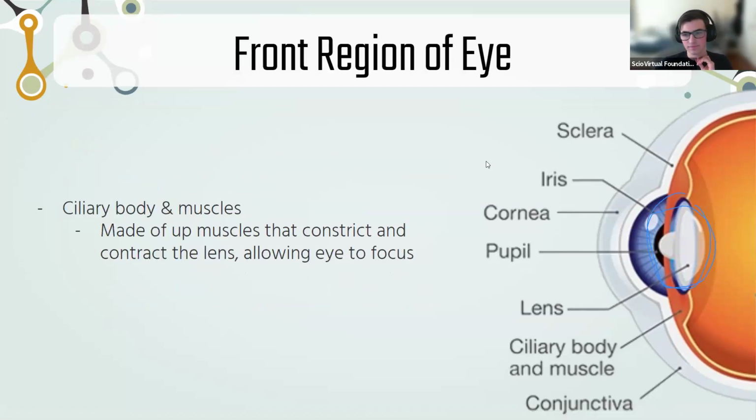So next, really quick point here. The ciliary body and muscles are the muscles that constrict and contract the lens, as we just said. And that allows the eye to focus on items that are either really close or really far. Sometimes you also have to squint your eyes a specific way to see something far or open them. That's just adjusting the focal length so that it can focus properly on your retina.